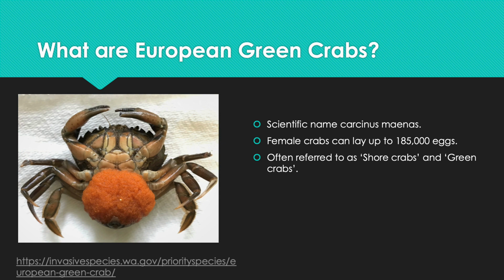If you look at the picture on the slide, it gives you a good representation of just how many eggs they can produce. See that big ball of orange mass right there? That is their eggs. These crabs around the British Isles, the people there refer to them as shore crabs, and in the United States and South Africa, they just call them green crabs.